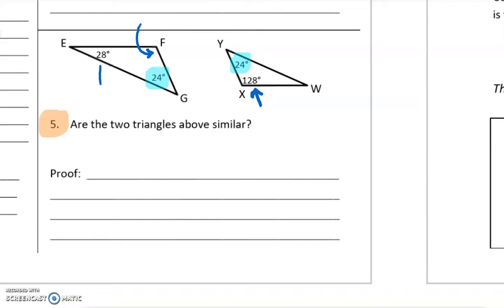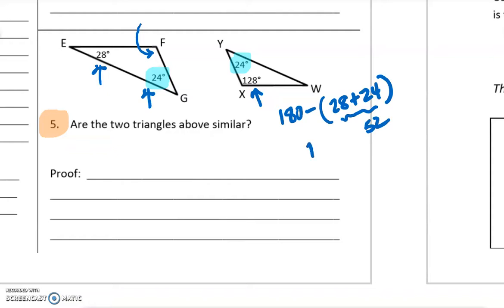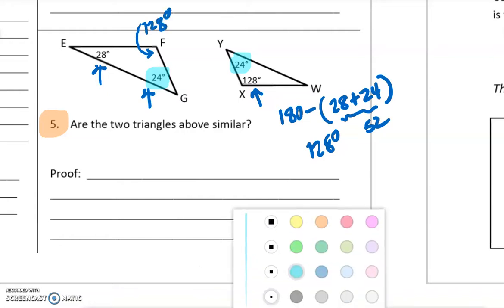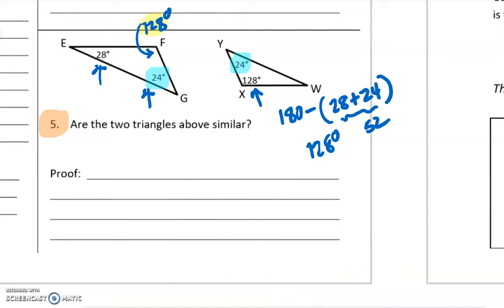So again, we need to add these two angles together and subtract them from 180. So I'm just going to say 180 minus the sum of 28 plus 24 degrees. And this is 52. So 180 minus 52 does give us 128, which tells us this angle is indeed 128 degrees. And now that we have that, we can see that we have two pairs of angles that are congruent to one another. Therefore, these triangles are similar.